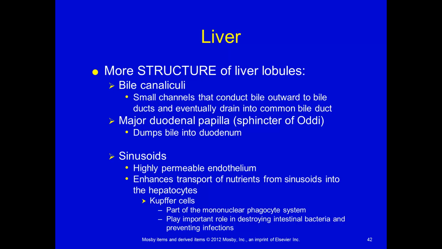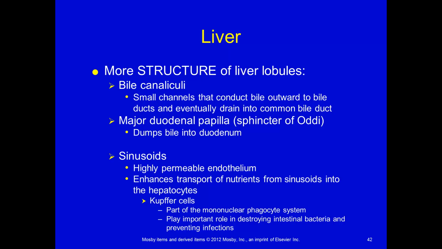These cells are part of something called the mononuclear phagocyte system, and we'll talk about that more when we talk about the circulatory system. But what I really want you to know about these Kupffer cells within the sinusoids of the liver is that they play a really important role in destroying any intestinal bacteria that gets there, and also preventing infections. And they also play a really big role in cleansing the blood.